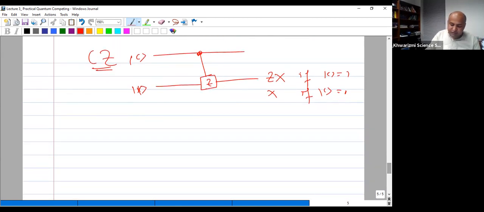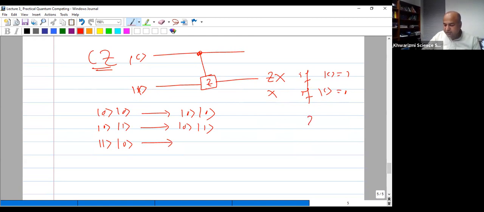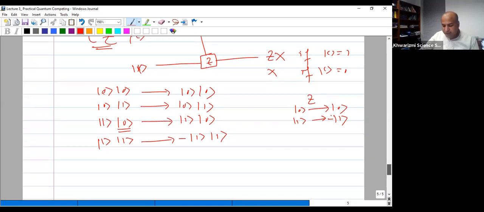So for this gate, for example, if your input is 0, 0, you should get 0, 0 because the control is still 0. If control is 0 and target is 1, you should still get 0, 1. But if your control is 1 and target is 0, and the Z gate, let me write it here, Z gate is a phase gate, so it doesn't do anything to 0 and adds a minus sign to 1. So this 1, 0 still goes to 1, 0 because the Z gate doesn't do anything to zero. Now, when the control is 1 and the target is 1, this will go to -1, 1. And there's one funny thing about this.